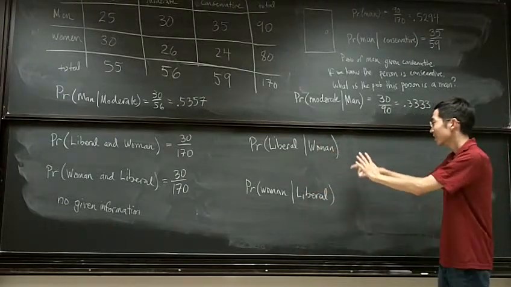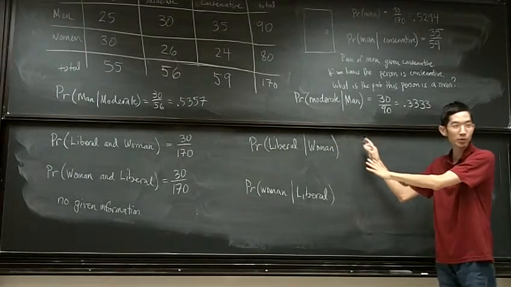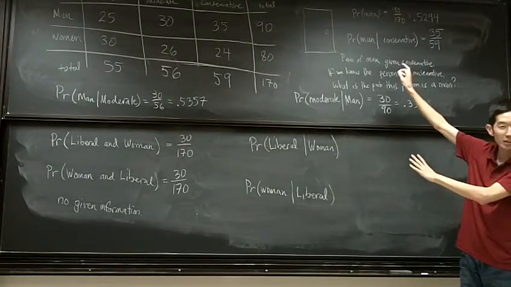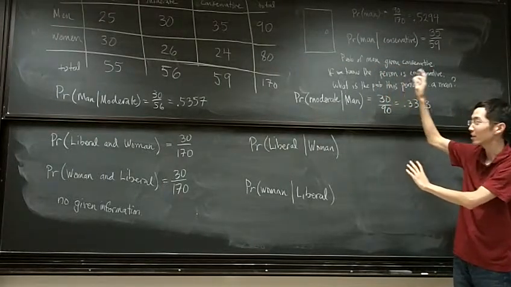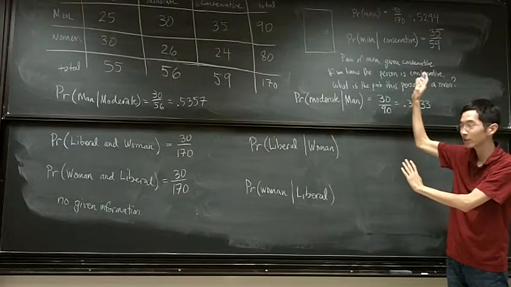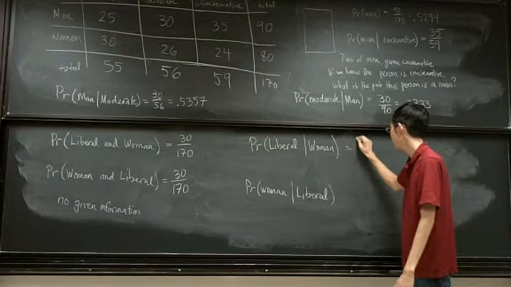Don't worry about it. This one, liberal given woman. Okay, so what is the piece of information we know? Someone standing behind the door. What do we know about this person? It's a woman. Okay, what's the probability that she has identified as liberal? 30 out of 80. Great.